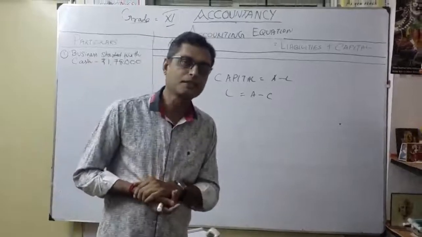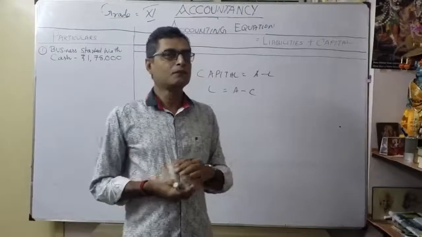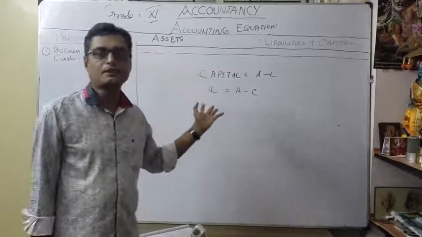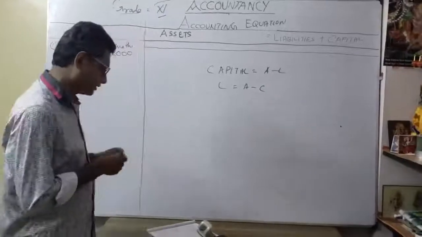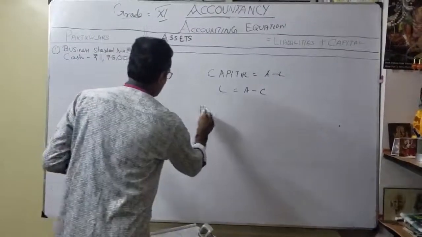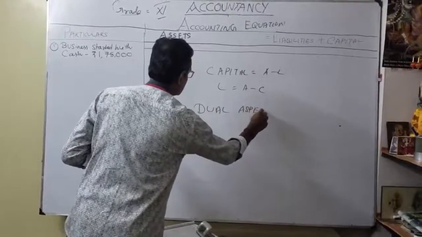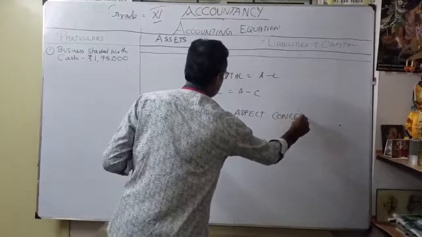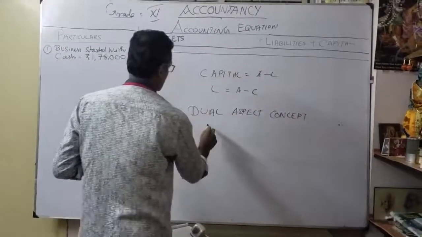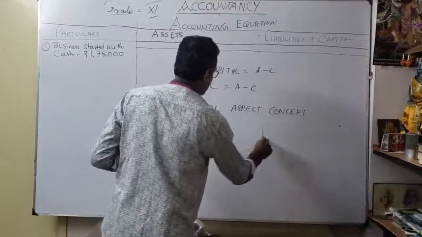Then thereafter we discussed some concepts, some 13 concepts. For this accounting equation, coming under what concept? You have any idea? This is coming under the real aspect concept. What is that real aspect concept? There are two ways: one is giving, other is receiving.